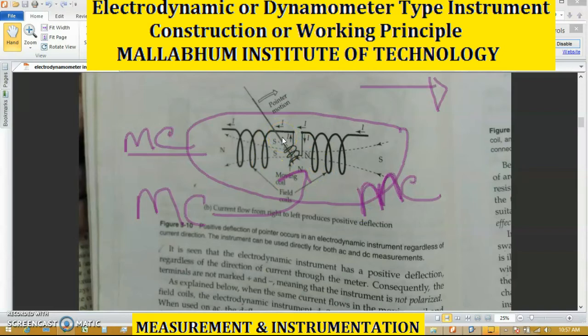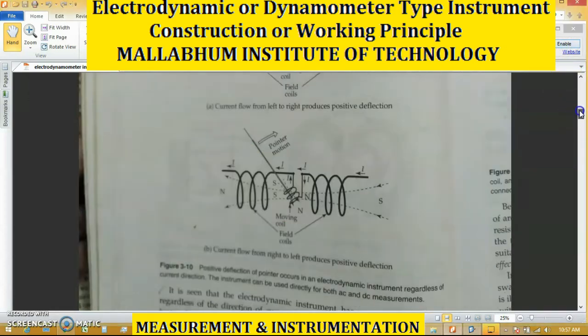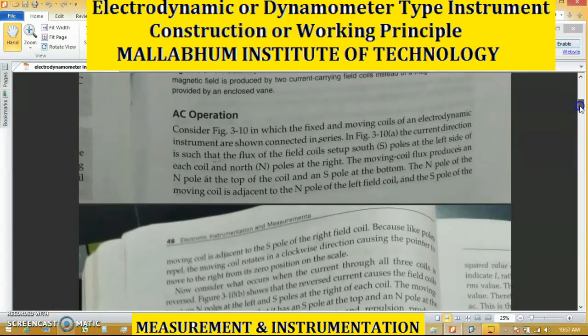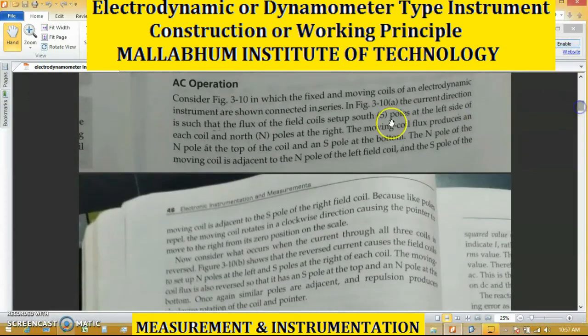The pole arrangement of the moving coil and the magnetic coil is the same. As the pole arrangement is the same, there must be a repelling force, and this repelling force always causes the pointer to move in the rightward direction. I am just showing you the technical writing here. So this is your AC operation.